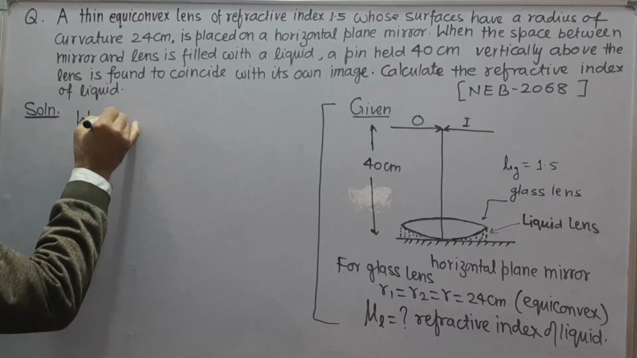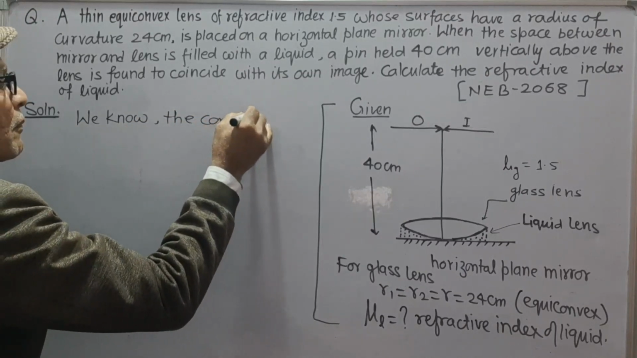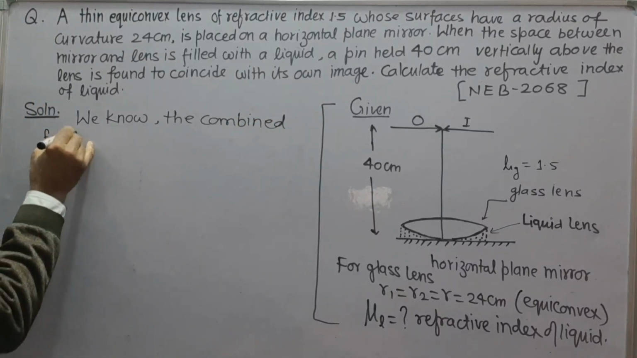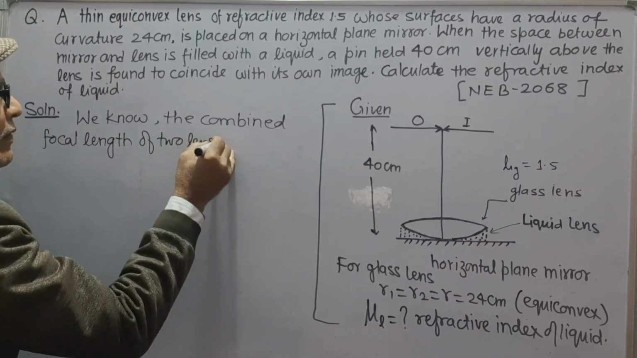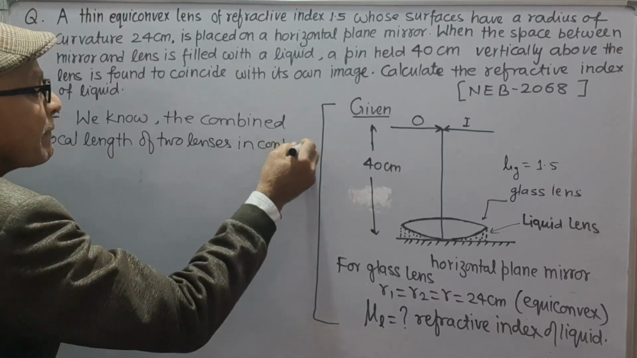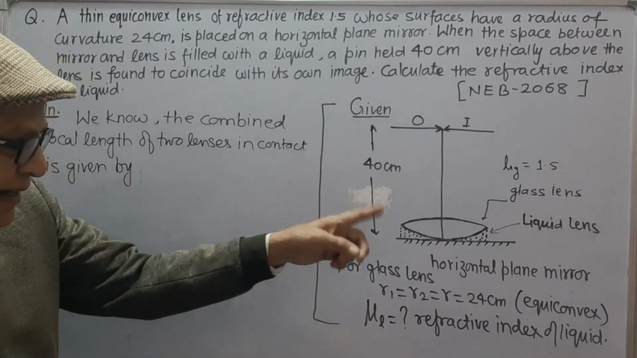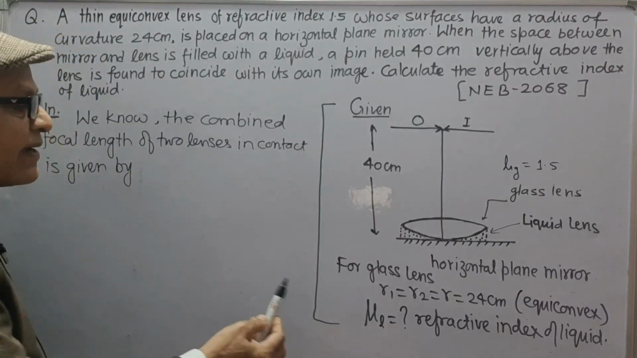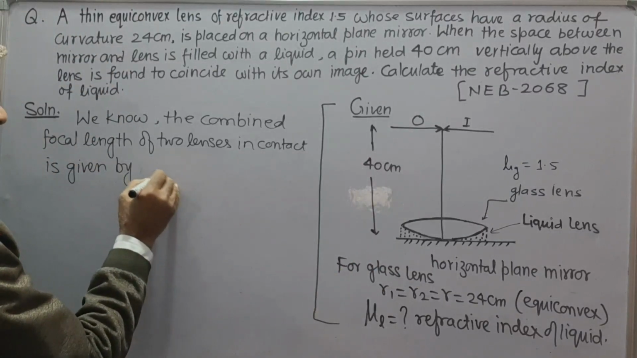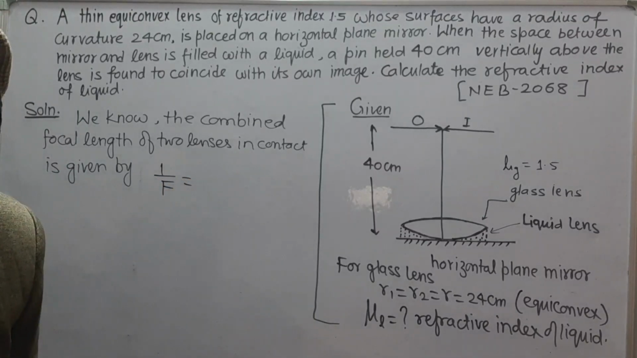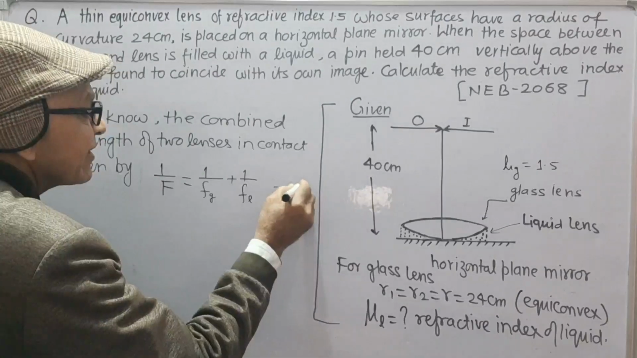We know the combined focal length of two lenses in contact is given by, if capital F is the combined focal length, small fg is the focal length of glass lens and small fl is the focal length of liquid lens, then it will be given by 1 upon F is equal to 1 upon F of glass plus 1 upon F of liquid. Suppose this is equation 1.